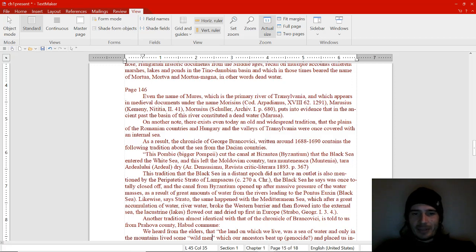Likewise, says Strato, the same happened with the Mediterranean Sea, which after a great accumulation of water, river water, broke the western barrier and then flowed into the external sea. The lacustrine, or lakes, flowed out and dried up first in Europe by Strabo. Another tradition almost identical with that of the Chronicle of Brankovici is told to us from Prahova County, Habud commune.